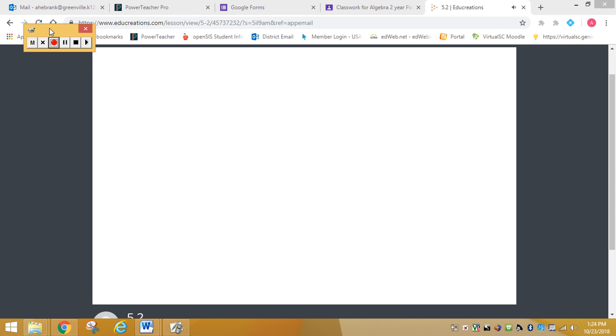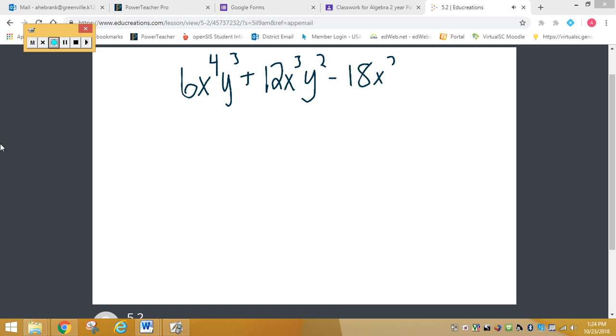Hey guys, in this lesson we are going to be dividing polynomials. So I'm going to start with this polynomial. Again, if we're ever doing this and I go too fast, just pause it and catch up with your notes. But here's our first example of dividing.